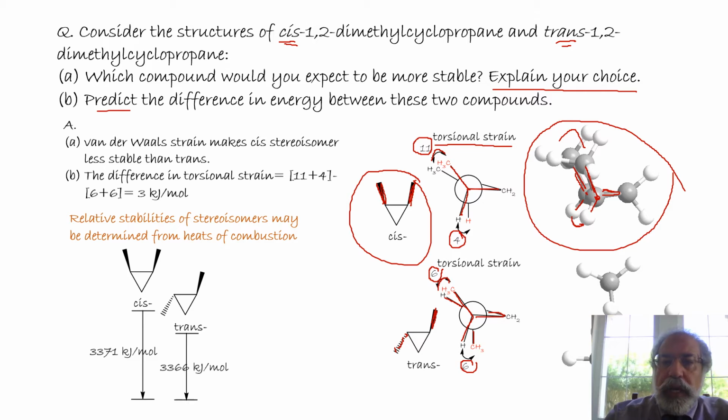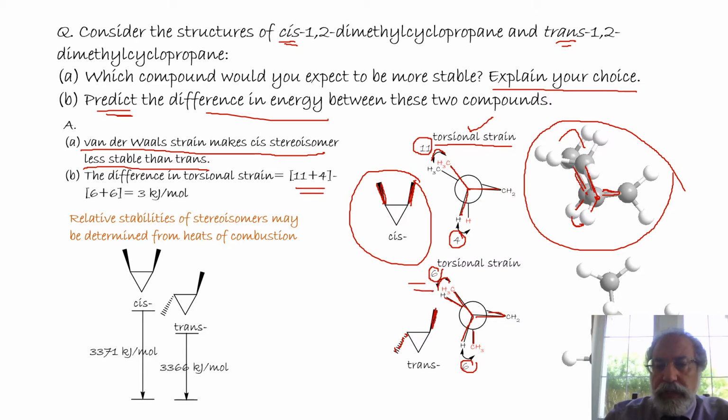So because of the high torsional strain in the cis, it is less stable, and the trans is more stable. So van der Waals strain makes the cis isomer less stable than trans. Predict the difference in energy. In the cis we have 11 plus 4 torsional strain. Here we have 6 twice, so minus 12, which gives 3 kilojoules per mole.